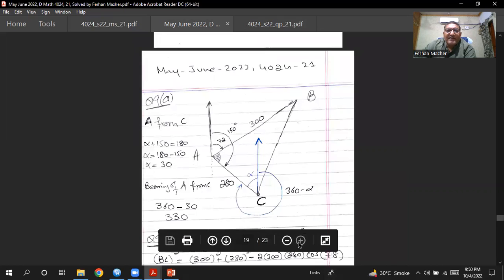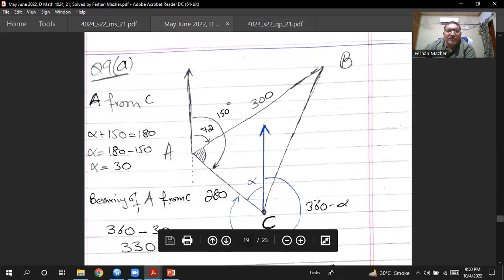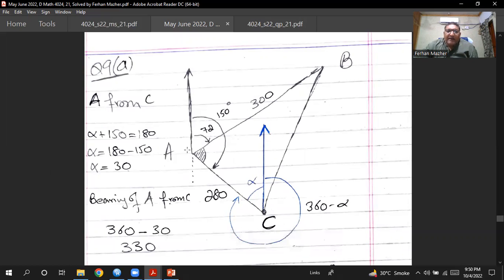So there are two methods. I showed you the first method. Now if I do it on the diagram, here we have a north at A. I will also draw a north at C. Both of these norths are parallel to each other. I know the bearing of C from A. Bearing means from that north you go clockwise to that line.